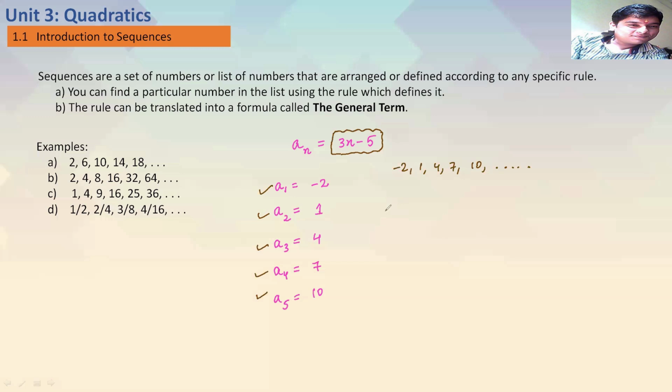Exponent, index, 3. No, that's coefficient. When we write 3n minus 5, we don't have anything as the power. We don't have anything over here, right? Over n, right? That means the power is 1, right?